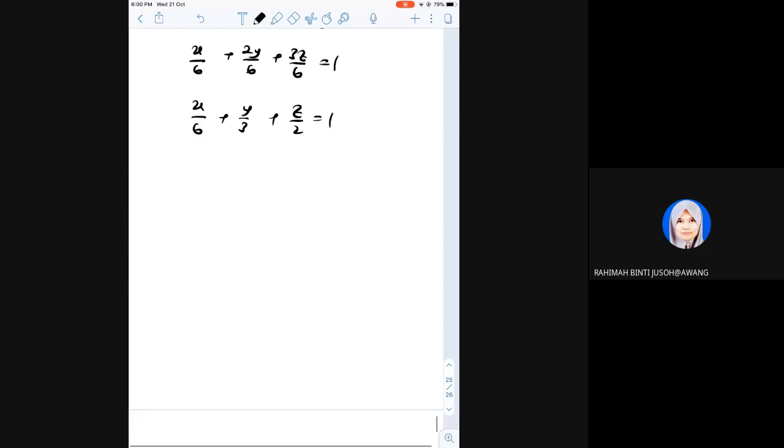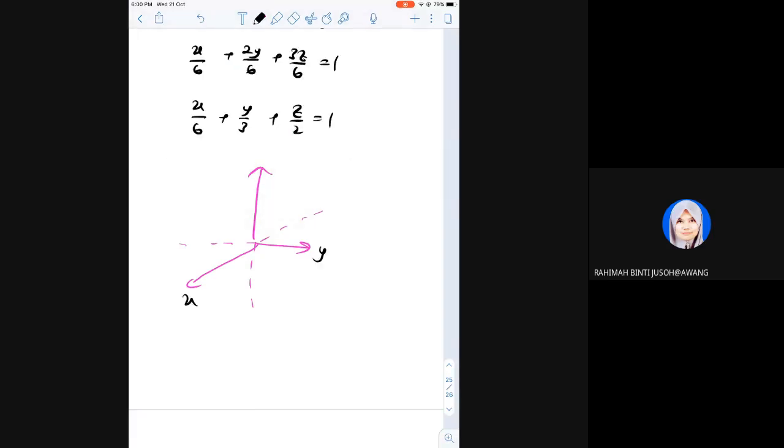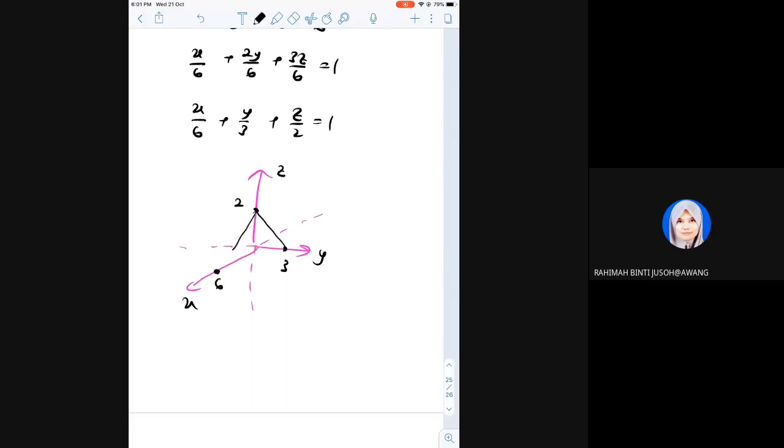Okay, so kita pun buatlah part C. So kita ada part C X, Y and Z. So X equals to 6. Y equals to 3 and Z equals to 2. So bila ada 3 titik lagi lah senang. So terus sambungkan je. Okay. So that's it. So that's the plane. Understand guys?